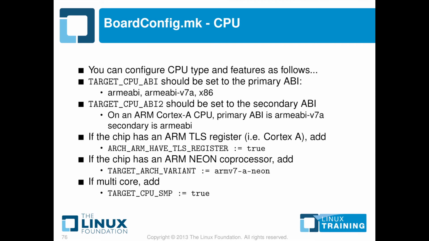ARM EABI v7a, x86. If it's an ARM Cortex-A processor, you probably want to add in the TLS register equals true thing. And likewise, if your processor has a Neon coprocessor, you can add in a further statement to enable that. And then finally, if it's multi-core, you can have target CPU SMP equals true to say this is indeed a multi-core device. All of this stuff just modifies the way that the Android system is built and changes the runtime configuration to take advantage of all these things.